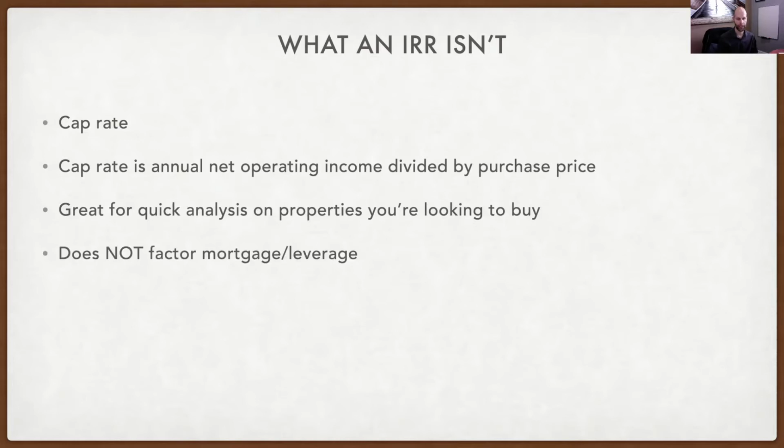And that's because it doesn't factor in mortgages. So again, your net operating income does not factor in mortgage payments or interest on your mortgage. Everybody's going to buy properties a little bit differently. You might put 50% down, you might put 20% down, you might pay cash for a property, and that's going to affect your return on investment. But none of those things affect the cap rate.